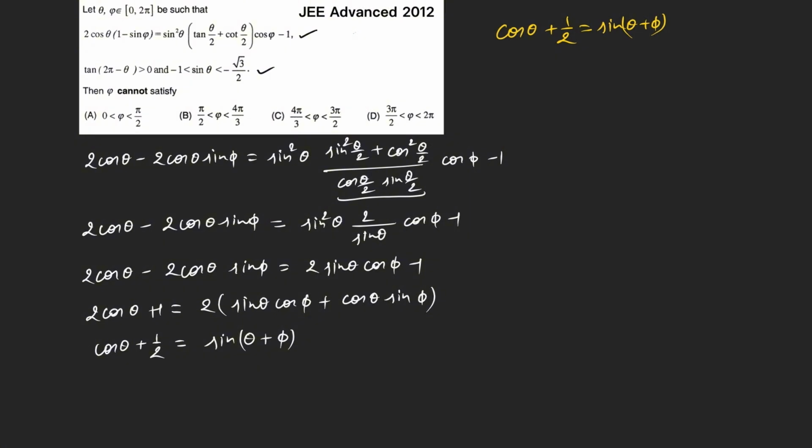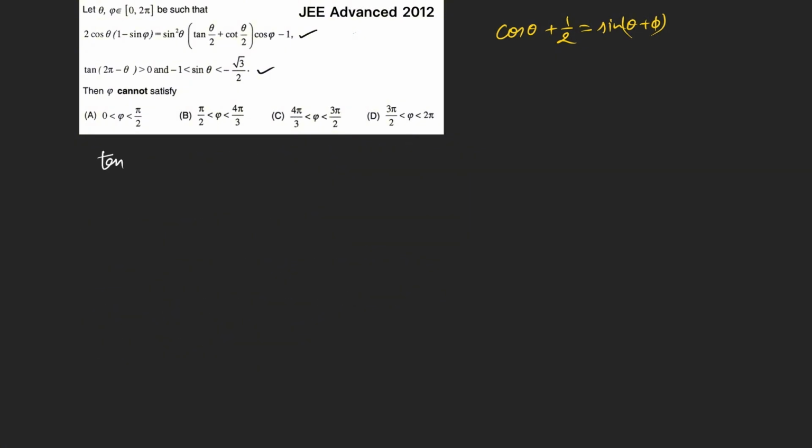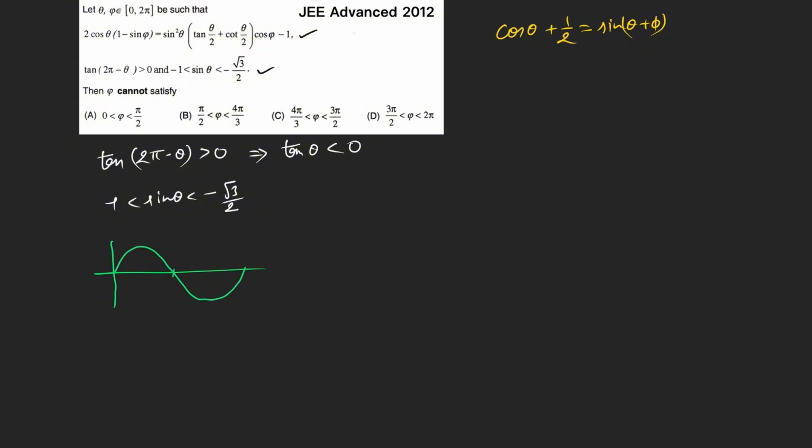And now let's look at the remaining information. We are given that tan of 2 pi minus theta is greater than 0, which means tan theta is less than 0. And sine theta is between minus 1 and minus root 3 by 2. To find the value of theta given sine theta, the easiest way is to use a graph. So let's do that. We are given that theta is between 0 to 2 pi. So let's plot sine theta between 0 to 2 pi.